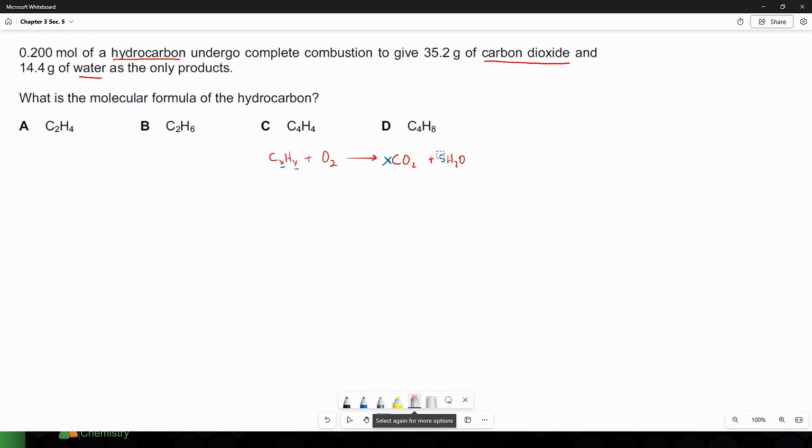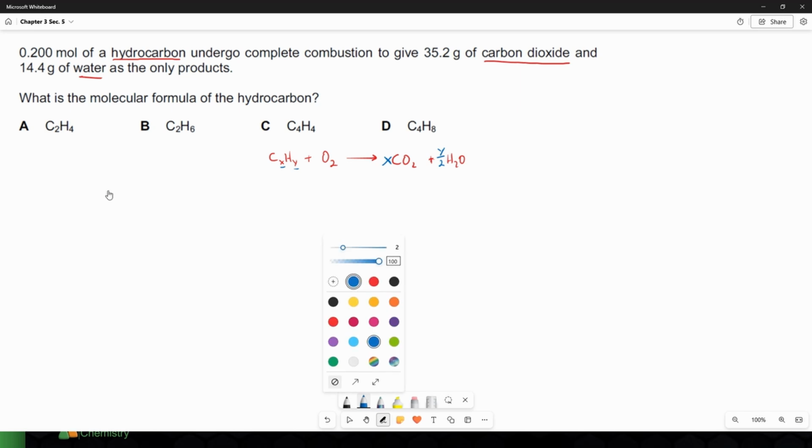If we had H10, we will have 5 waters, because 5 times 2 is 10. So what does that mean? That means that the coefficient for the water is not going to be the same as the subscript for the hydrogen. It's going to be half of that because of this H2. So we can symbolize this as y over 2. Because again, if we have H10, 10 divided by 2 is 5, and 5 times 2 is 10 hydrogens. If we have H8, 8 divided by 2 is 4, and 4 times 2 is 8 hydrogens. So on and so forth. So that gives us a working equation, a place to start. And that's the important thing here: when you get stuck, find a place to start.